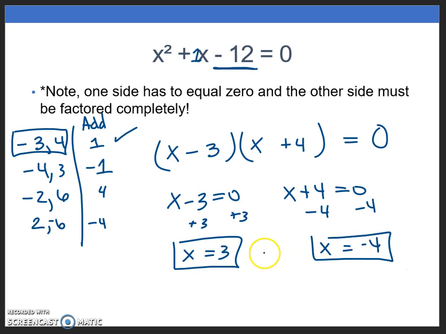So these are the two roots, and it's both answers. So just make sure that you're solving both binomials because they're not always going to be opposites. So just make sure you solve both.